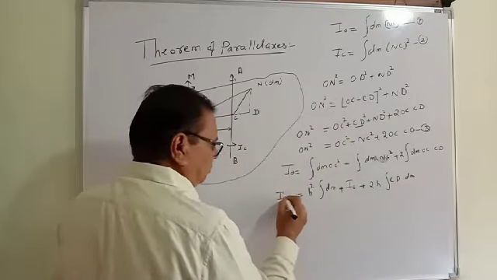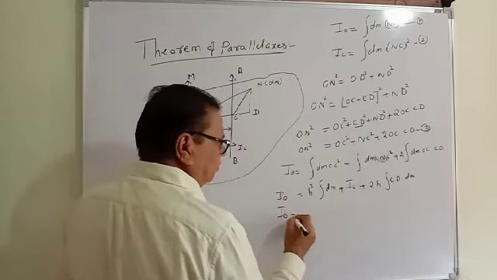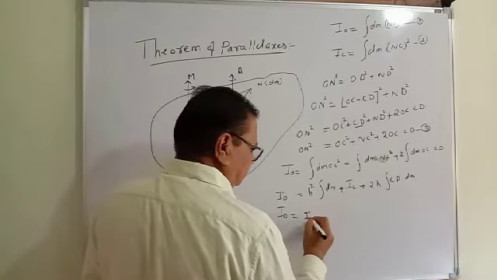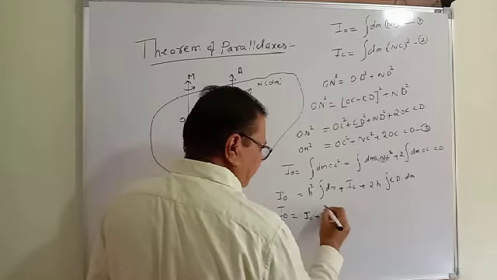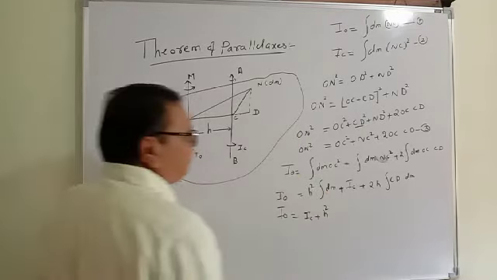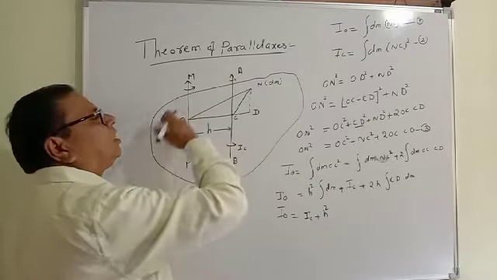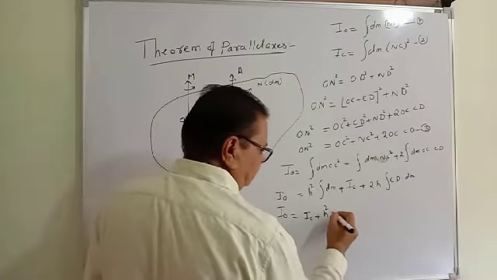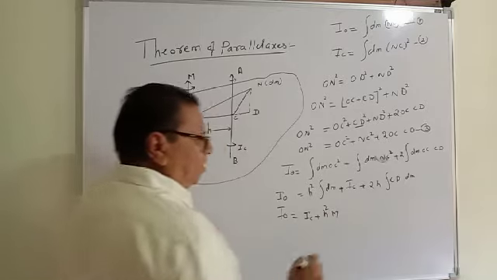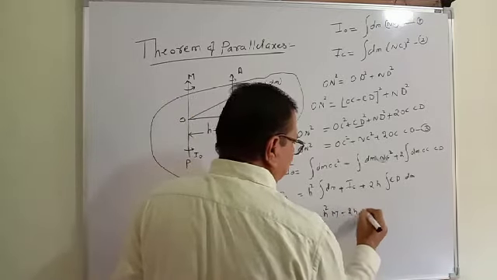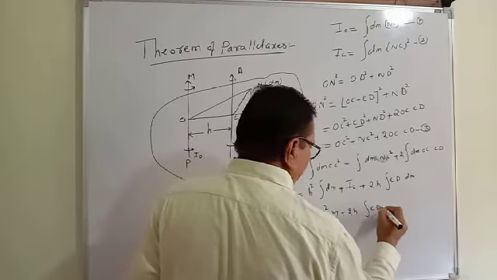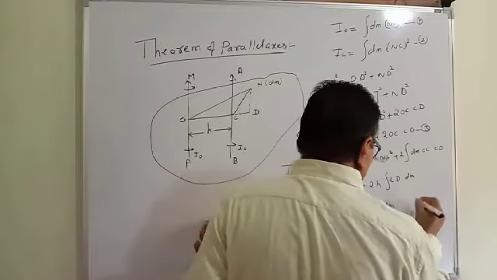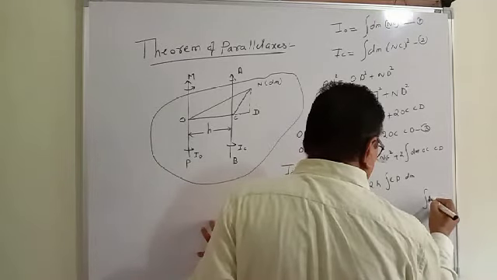Or IO is equal to, I will rearrange the terms, IC plus H square integration of DM, that means summation of all the elements of the rigid body, is equal to the total mass of the body, plus 2H integration of CD DM, because integration of DM is equal to M.